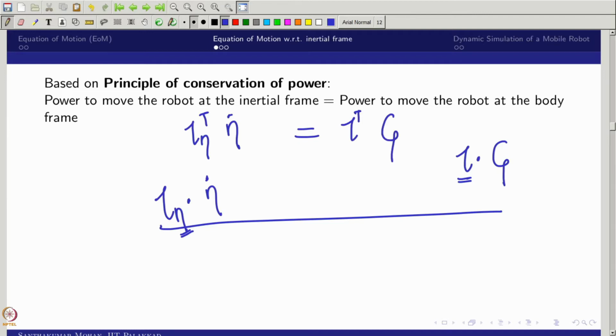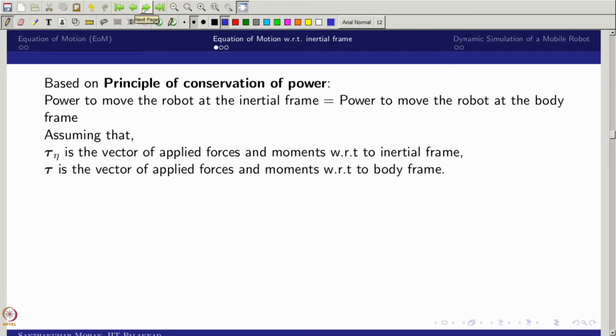We know zeta and tau from the dynamic model with respect to the body frame, and between eta dot and zeta you already have a relation. That is what we are trying to use. So you can see what we are doing: we are assuming that tau_eta is the vector of applied forces and moments with respect to the inertial frame, and tau is the vector of applied forces and moments with respect to the body frame.